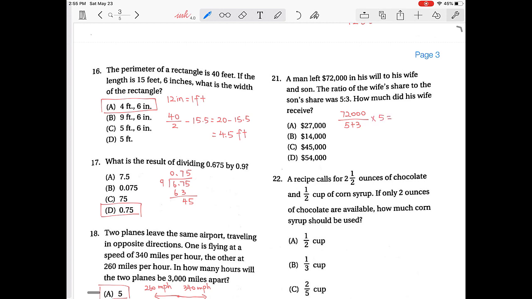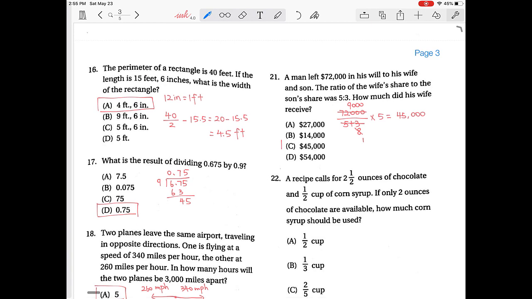And if we simplify this, so we know 5 plus 3 is 8. And further, 8 times 9 is 72. And 9 times 5 is 45 plus the 3 zeros, 45,000, and it's option C, Charlie.